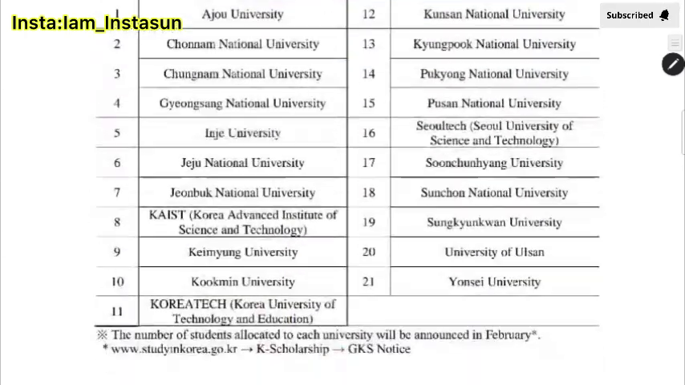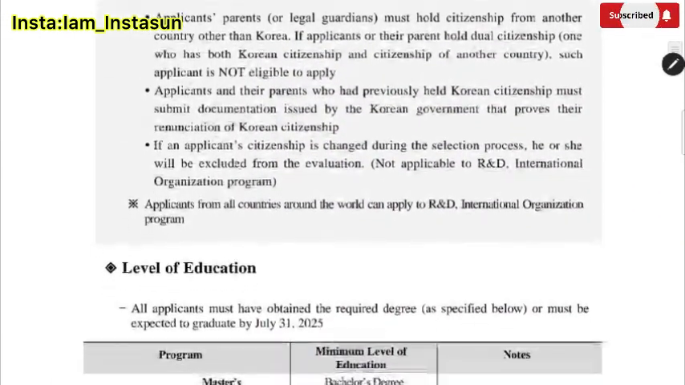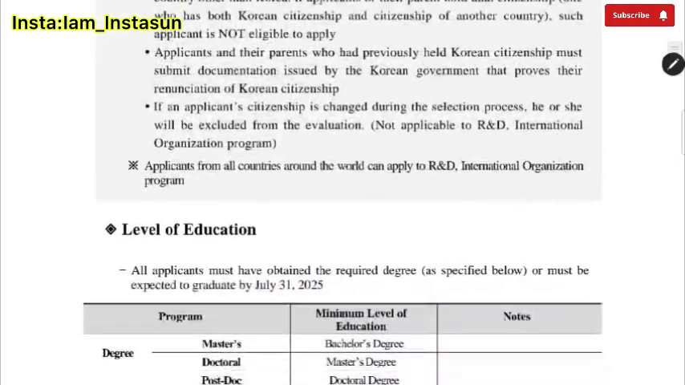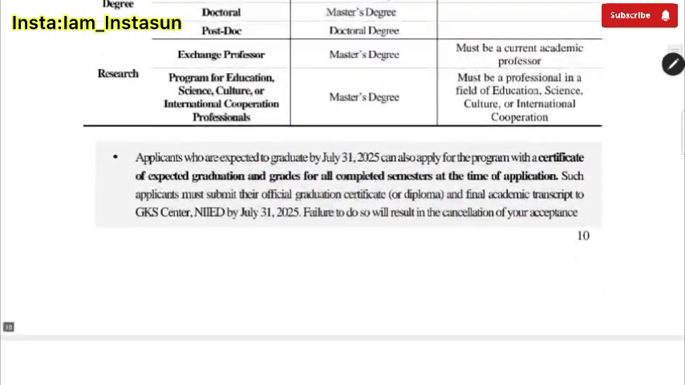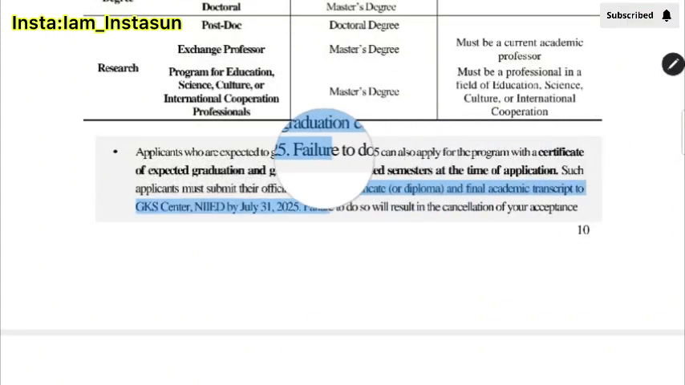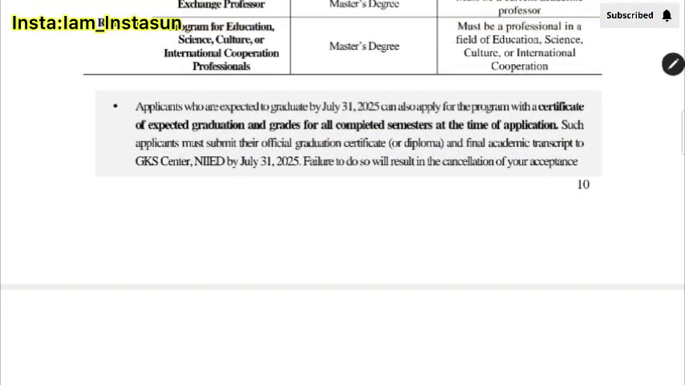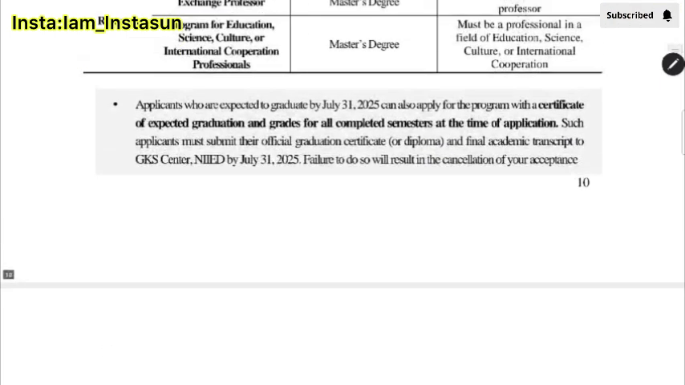New things that I gotta tell you is, these things you already know: eligibility criteria, level of education, you already know these things. And also you should remember applicants who are expected to graduate by July 31, 2025 can apply for this program with a certificate of expected graduation. But the thing is that you have to give your graduation certificate and final academic transcript to GKS Center NIIT by July 31, 2025. So you have to keep in mind, if your university says that they will give you the final certificate or degree certificate after August, usually in India it happens after August, they provide it in October and November mostly.